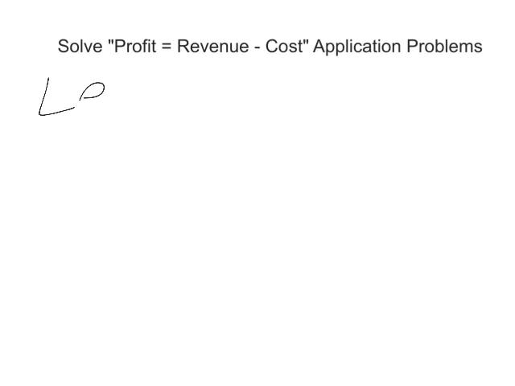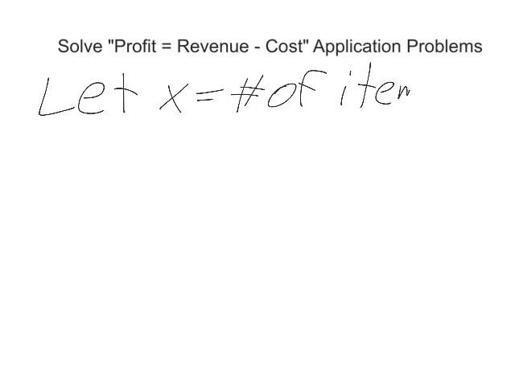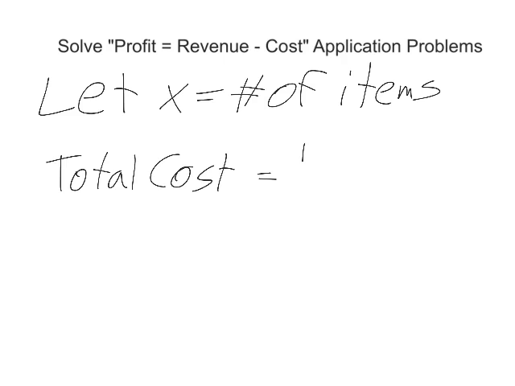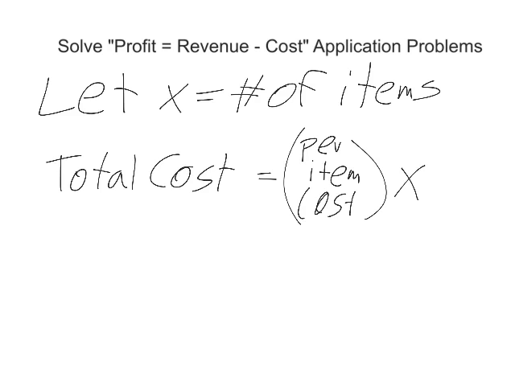letting x be equal to the number of items. Okay, so let x equal number of items. Then your total cost, for example, would be equal to the per item cost times x. Same thing for the revenue per item. That looks a little strange, doesn't it? It's like a V per item cost. Like I said, same thing for the revenue.